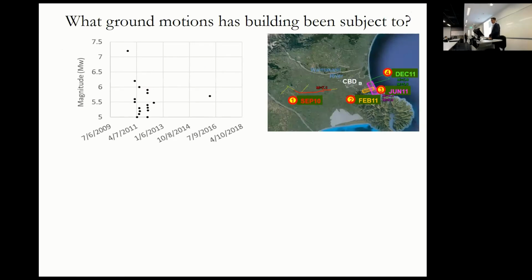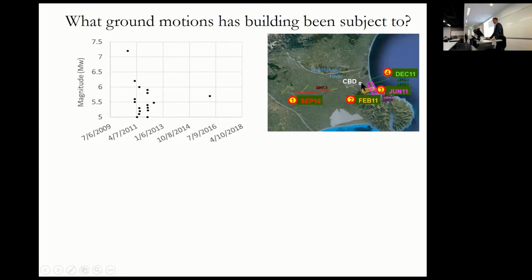So what ground motions has the building been subject to? Here you can see the main shocks from the Canterbury earthquake sequence. We had the main magnitude 7.1 September 2010 event, the February 2011, June 2011, and December 2011. These were all fairly significant events, considering that our building's in the CBD.